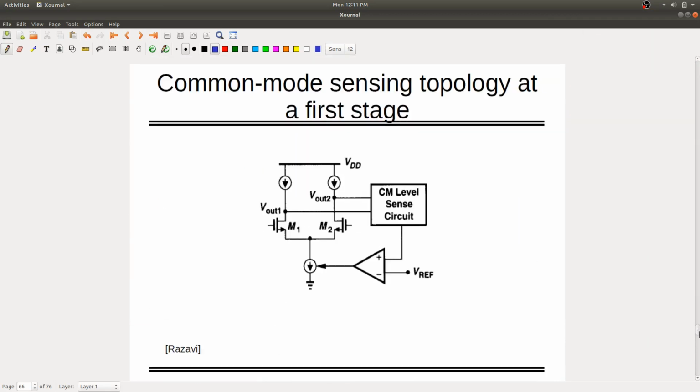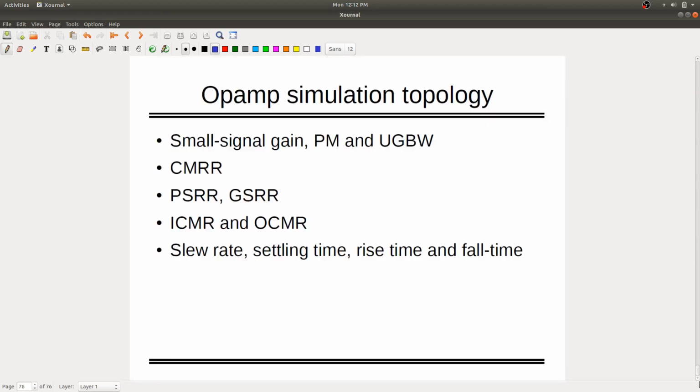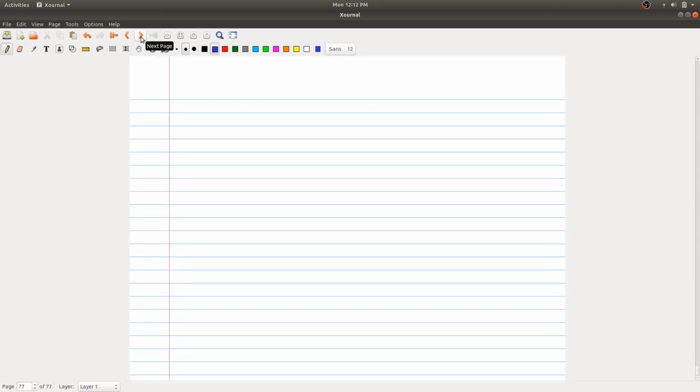So this was the case. Now let's assume that there are two stages. I am not drawing the second stage. So what I want to do is design a common mode feedback circuitry. Before going to this, let me ask you one very simple question.